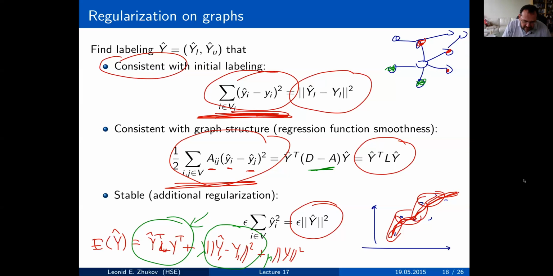This term gives you the similarity, the closeness between the labels you're predicting and the actual given labels. All right. So in terms of regularization, this is the term that makes you go through the points, and this is the term that makes your regularized curve smooth.